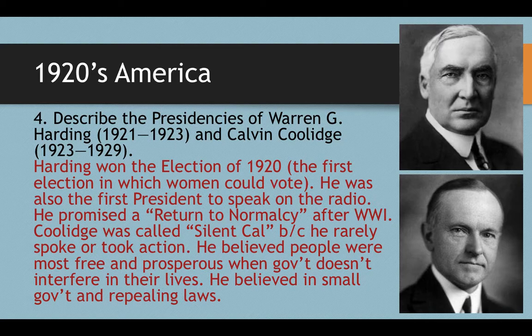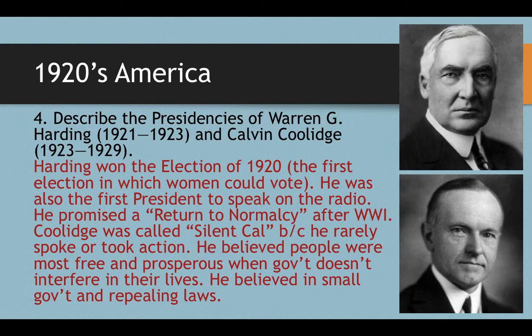So he believed in small government. He believed in repealing laws more than making laws. And he said the government that governs best governs least. So he did as little as possible intentionally. It wasn't because he was lazy. He believed that was the best way to govern. And he was not a bad president.